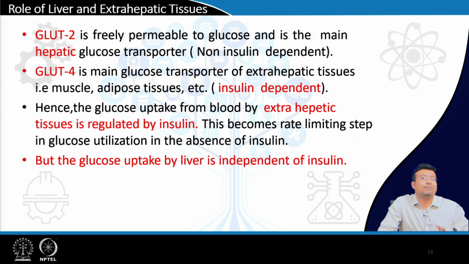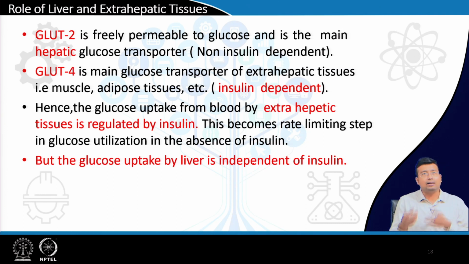So, what is the role of liver and extrahepatic tissue in maintaining the blood glucose level? During glucose transport, I mentioned to you that GLUT2 is a transporter that is non-insulin dependent, and is present at the hepatic site where glucose from blood is delivered to the liver. It is freely permeable to glucose, and it is the main hepatic glucose transporter by which the liver takes up glucose from the periphery.